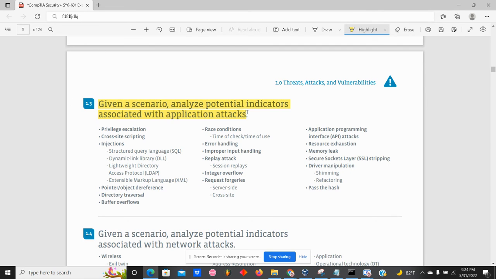1.3. Given a scenario, analyze potential indicators associated with application attacks. Privilege escalation is when you try to escalate privilege, like to administrator privilege.